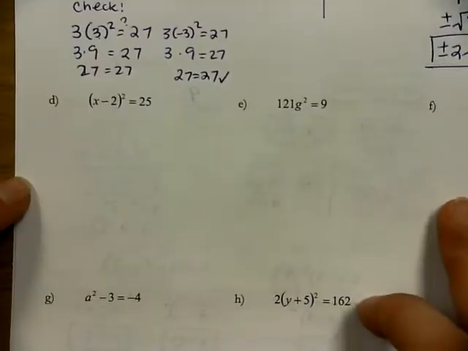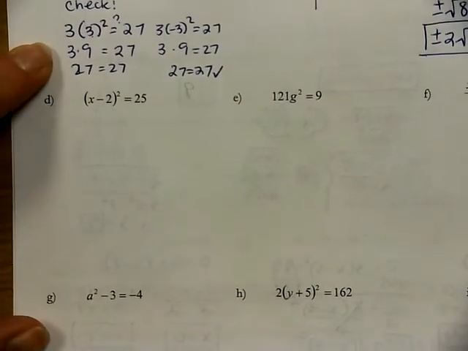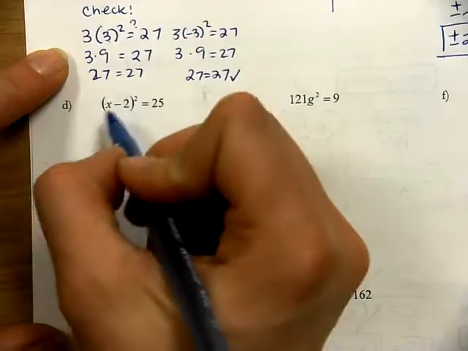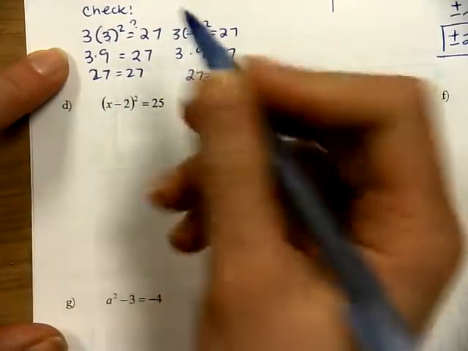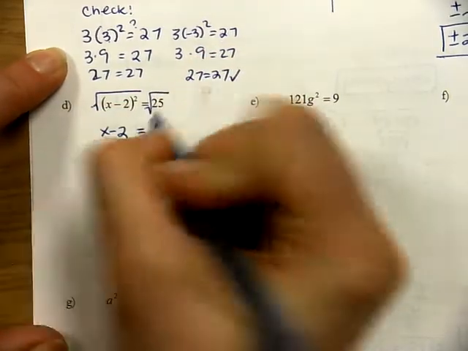Moving on to the next one. Again, when I look at this, I see something being squared. So I recognize that that looks like vertex form. I'm going to do inverse operations. Right now, I'm squaring this whole quantity, so to undo that, I square root. The left-hand side becomes x minus 2.